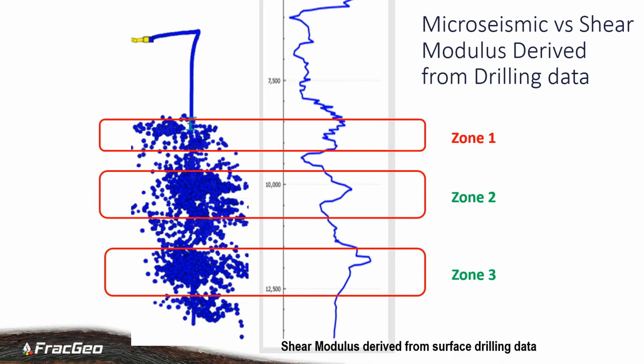Here in the workflow dataset, we are looking at the comparison of microseismic response versus the shear modulus, one of the mechanical properties calculated again using the surface drilling parameters, and we see that we are able to capture the rock properties that are driving these differences in microseismic activities, where we have high microseismicity, we see high shear modulus, and when there's lack of microseismicity, we have low shear modulus.